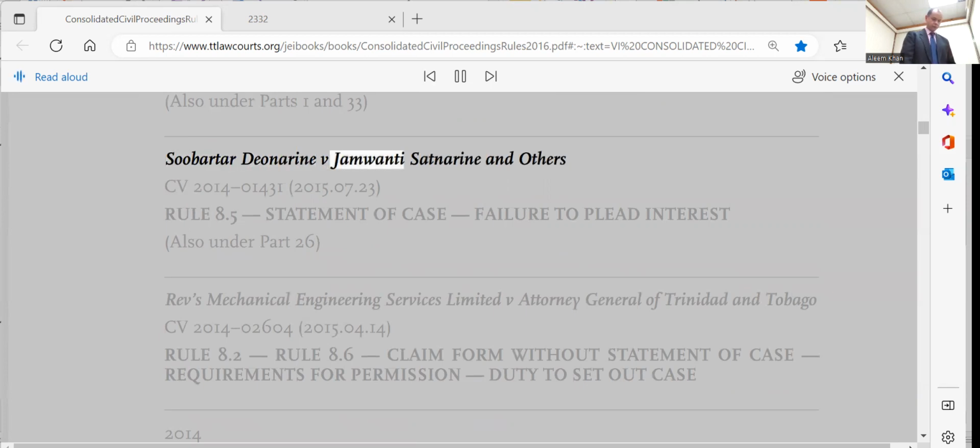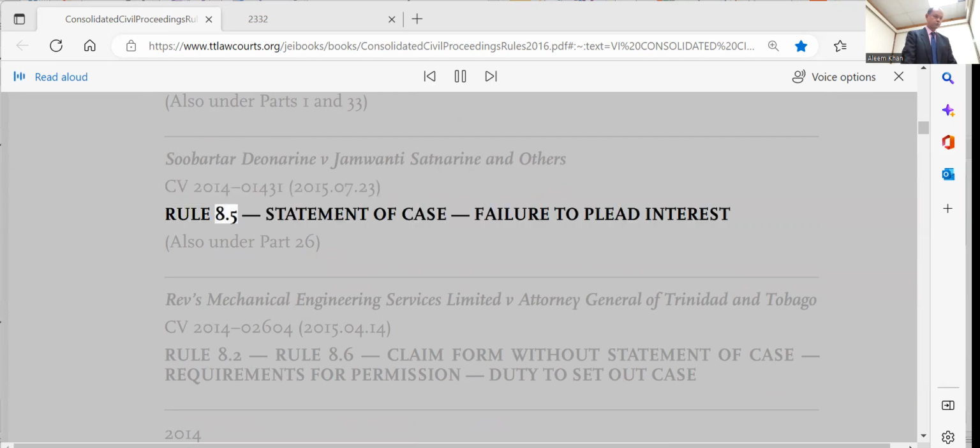Subarter Dionarine v. Jamwanti Satnarine and others, CV 2014-01431, July 23, 2015. Rule 8.5, Statement of Case, Failure to plead interest, also under Part 26.